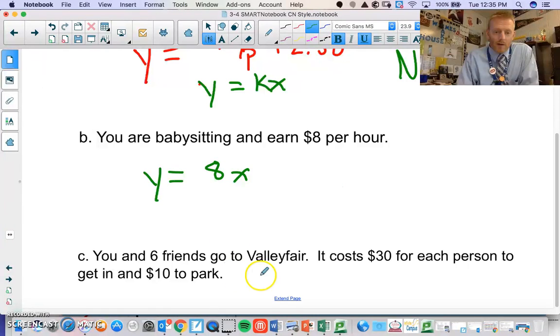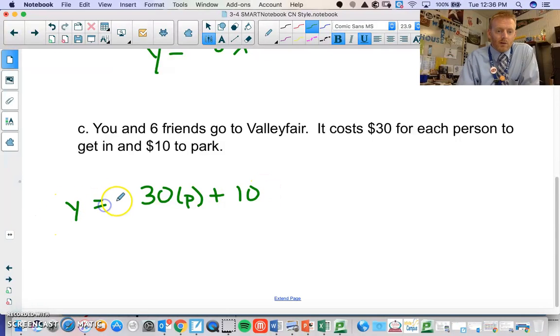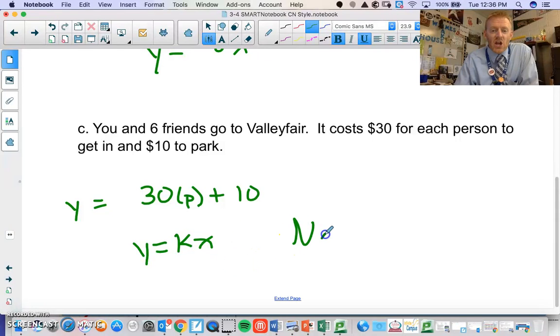And then example C. You and 6 friends go to Valley Fair. It costs $30 for each person to get in and $10 to park. So 6 friends, so there's 7 people, right? So it's going to be $30 times those 7 people, or times P, plus $10 to park. So this would be the total cost. Does this look like a direct variation equation to you? Does it fall into y equals kx? The answer is no, it does not. If we got rid of the $10, it'd be okay, but that is there, so it makes it a no.